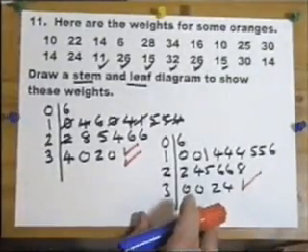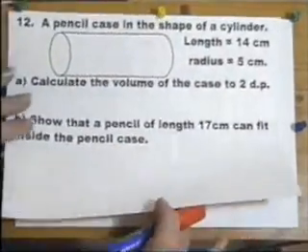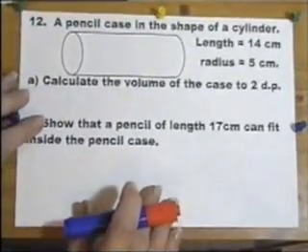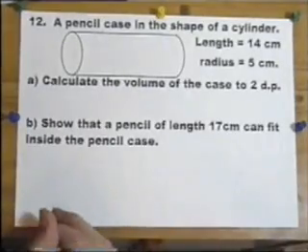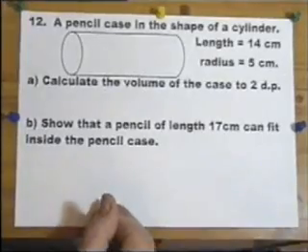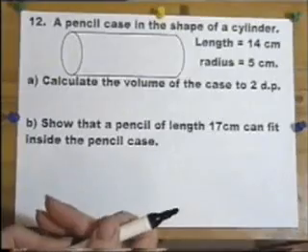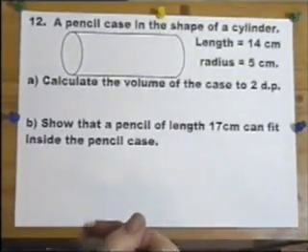Okay, that's number 11. 12. Diagram shows a pencil case. And this particular pencil case is in the shape of a cylinder. The length of the pencil case is 14 centimeters and the radius is 5 centimeters. Calculate the volume.